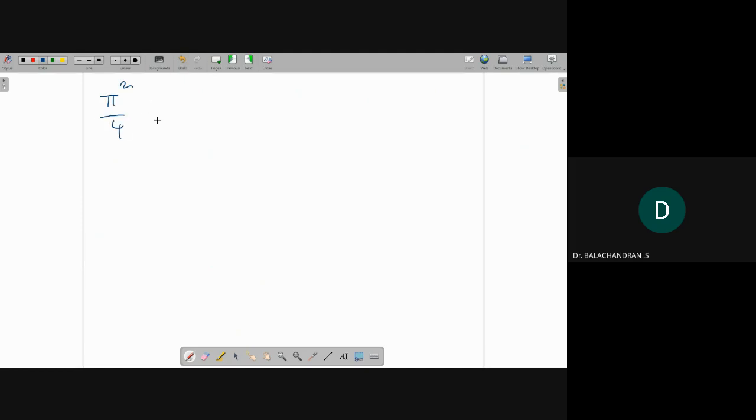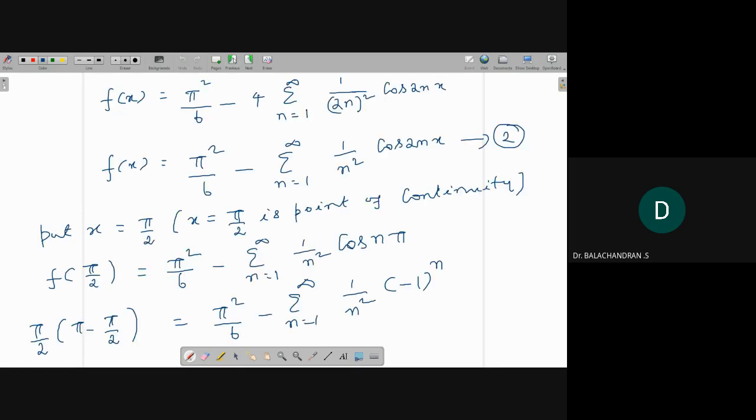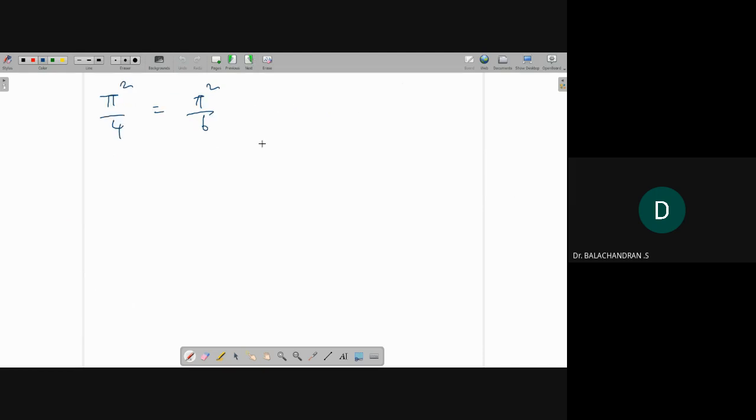Pi square by 4, which is equal to pi square by 6, minus 1 summation plus summation n equal to 1 to infinity 1 by n square, sorry, minus 1 whole power n plus 1 by n square. I think we need this series. We need this series. You can check it.